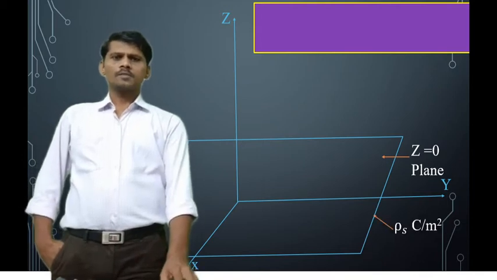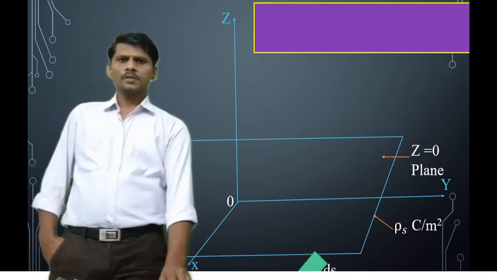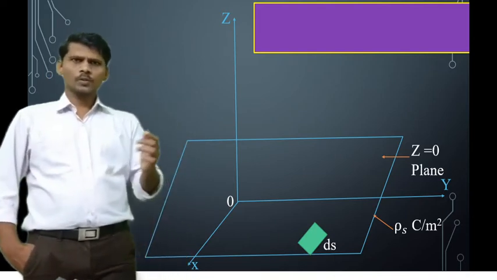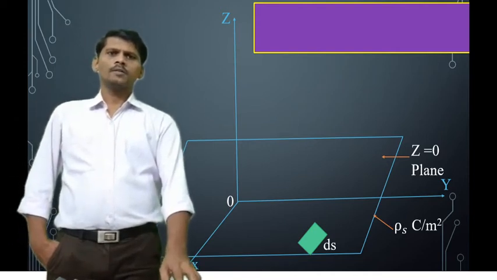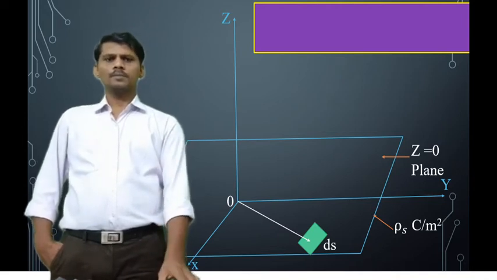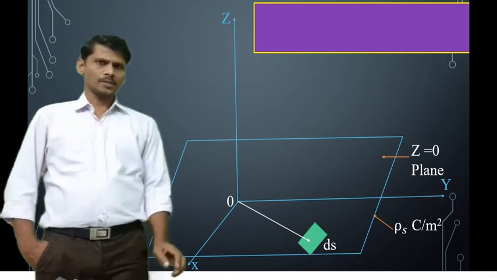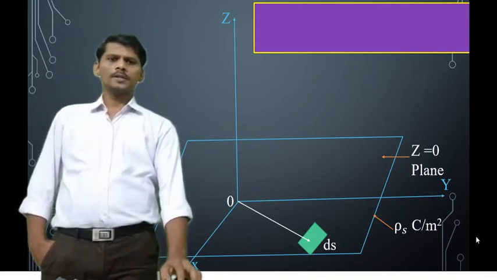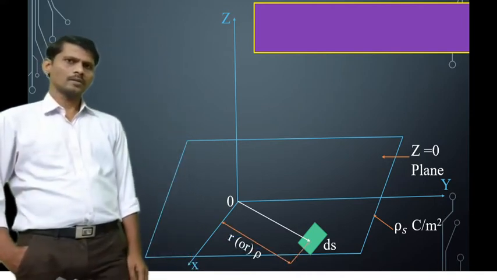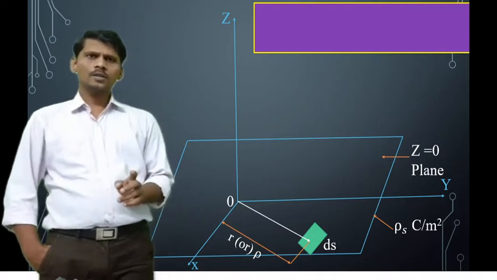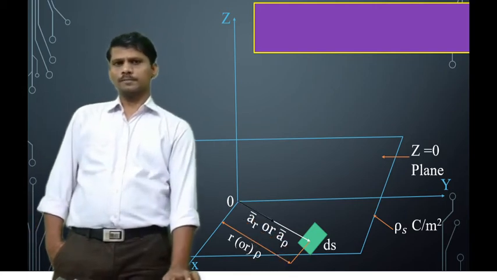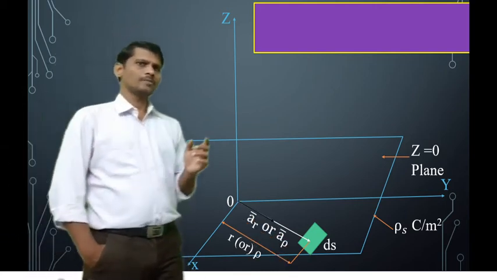Let us consider a small elementary surface sheet dS as shown in the figure. Draw the vector line from the origin to the elementary surface sheet. The distance from the origin to the elementary surface sheet is rho, or small r. Along the direction from the origin to the differential surface sheet, the unit vector is a r bar or a rho bar.